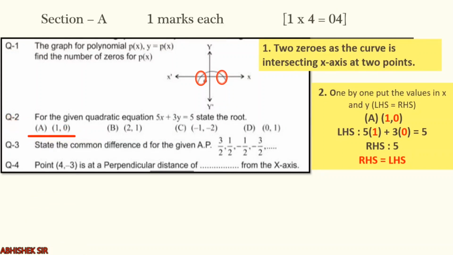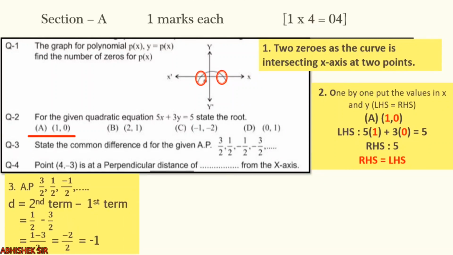Third question is: state the common difference d for the given arithmetic progression 3/2, 1/2, -1/2, -3/2 and so on. So here to find the common difference d, we just subtract a term from its previous term, but we have to spare the first term. So we start with the second term minus the first term. You can see the second term is 1/2, the first term is 3/2.